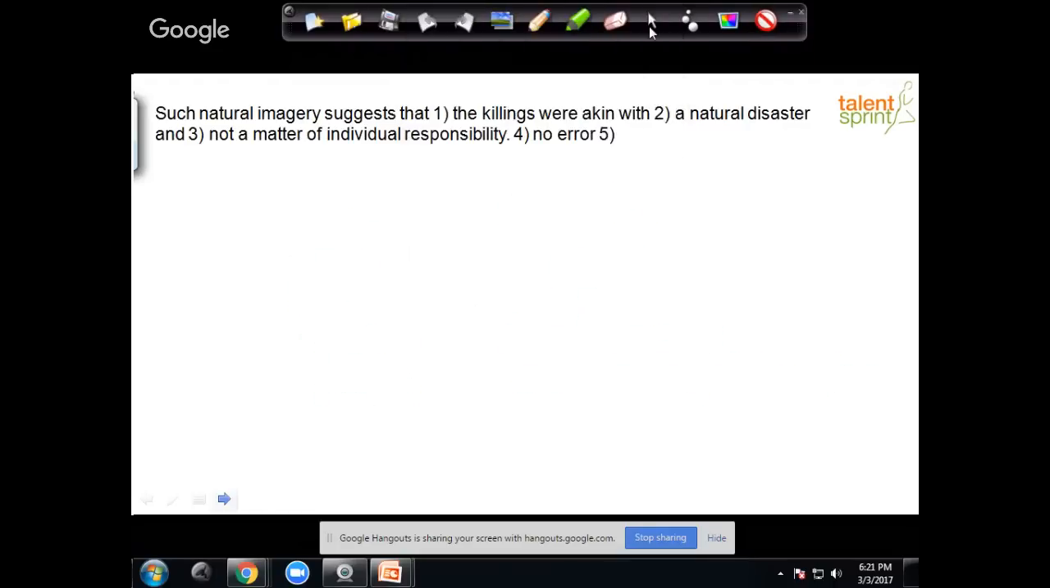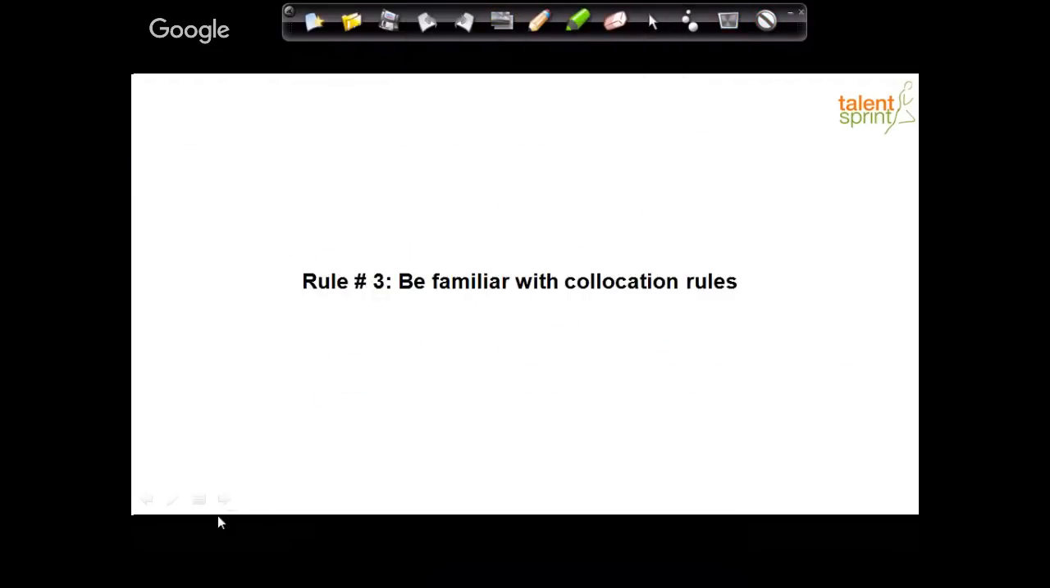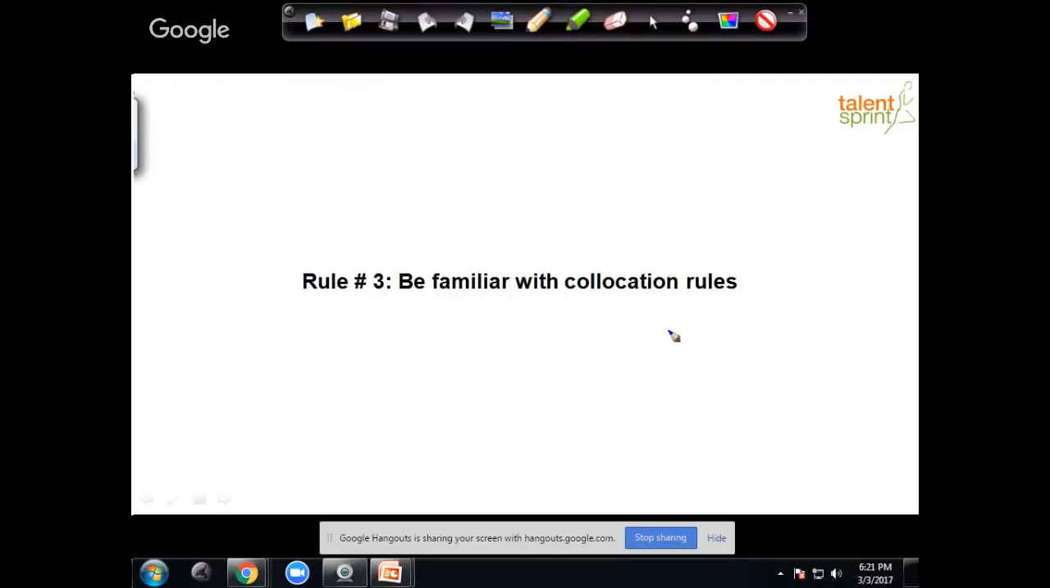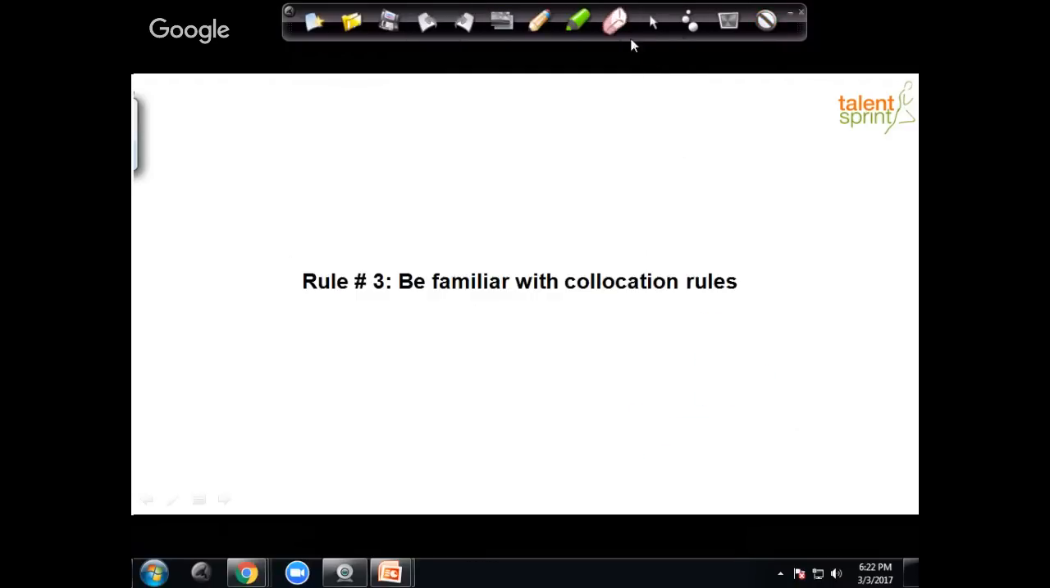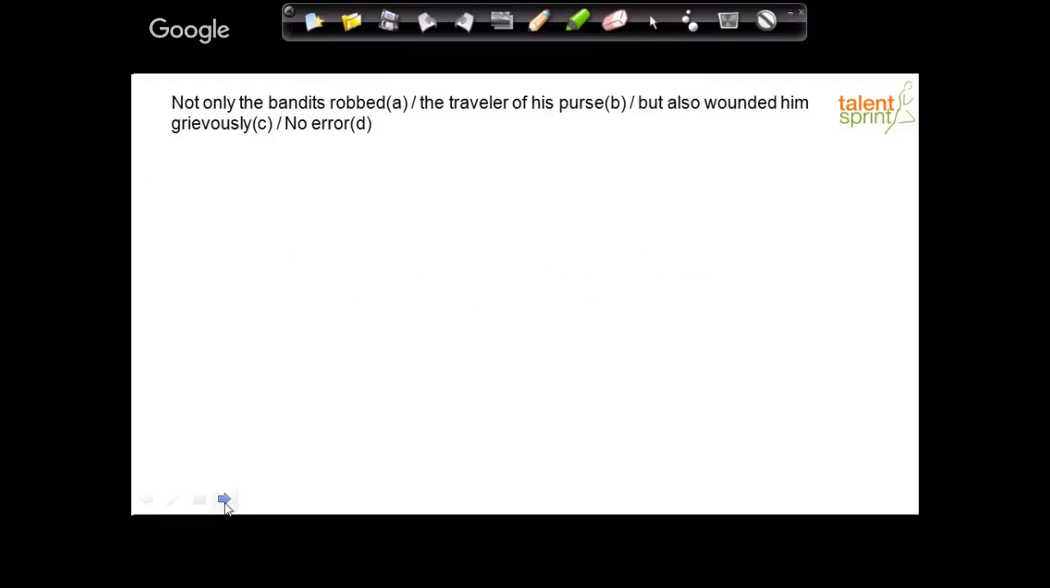Okay, moving on. So rule 3, be familiar with collocation rules, whether it is verb plus preposition, adjective plus preposition, noun plus, you have noun plus adjective, adjective plus noun, prepositions, I'm sorry, collocations, right? So the different collocations, just be familiar with as many as possible. The next rule, we need to move a little faster.